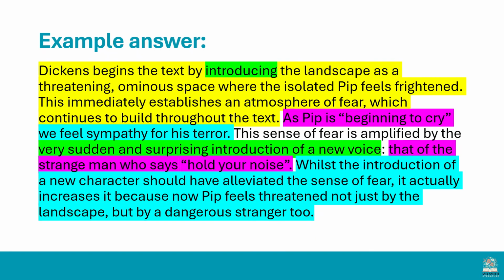So how have we answered the question? Well, in yellow, you'll see I've got a really direct answer to the question. It said, how does Dickens increase fear? And that's what I've answered. Then in green, I've got my structural methods that I've identified. So introducing the landscape and the introduction of a new voice. In pink, I've got my evidence to support those ideas, and this is the really important bit in blue. This is me explaining why those methods are used. So those are the things that the examiner will be looking for in your response.